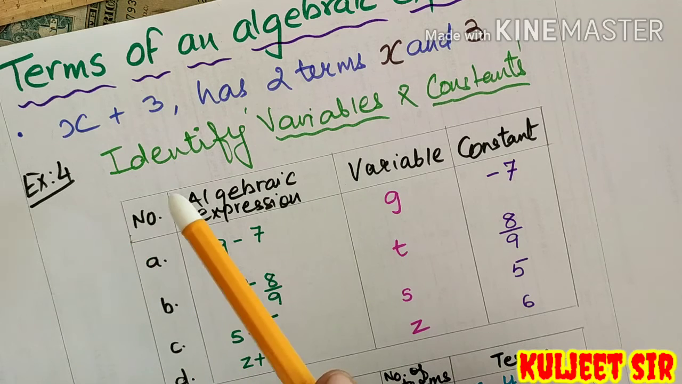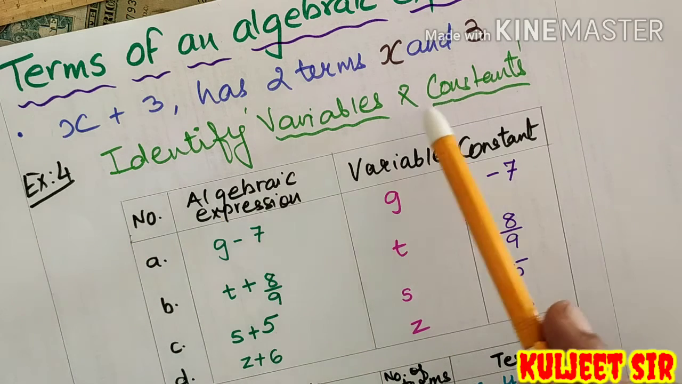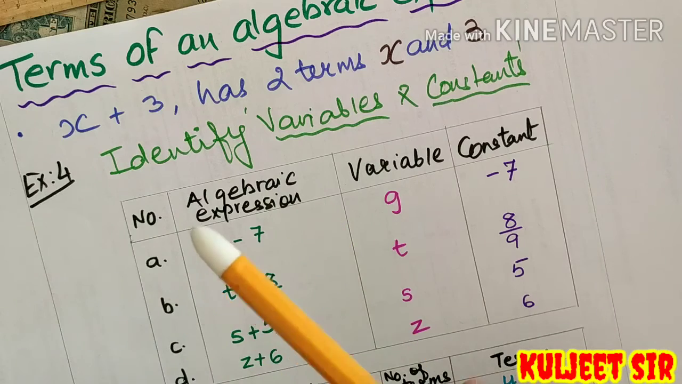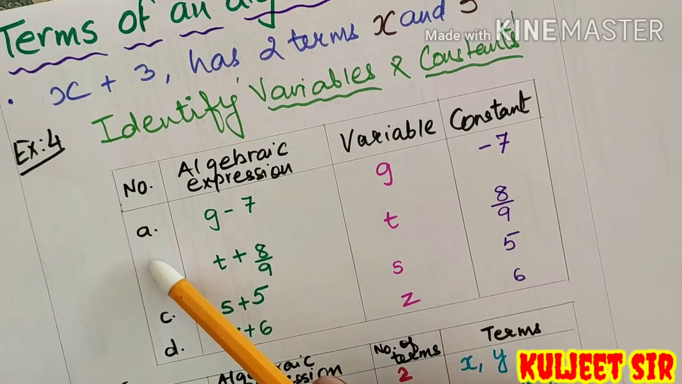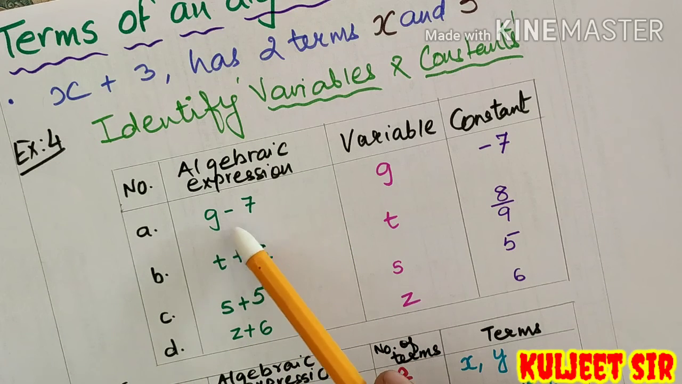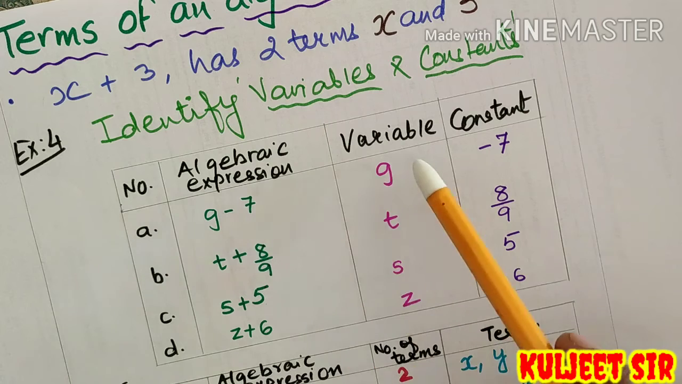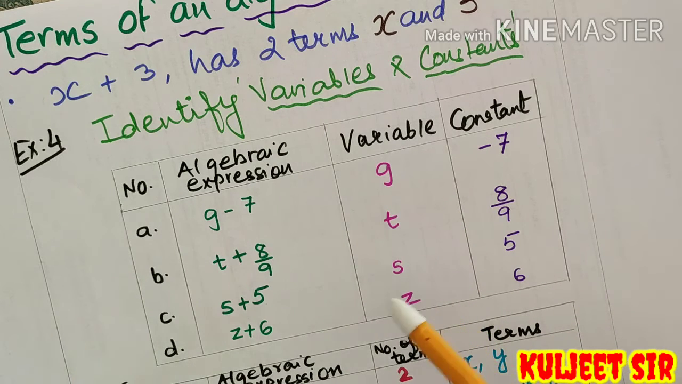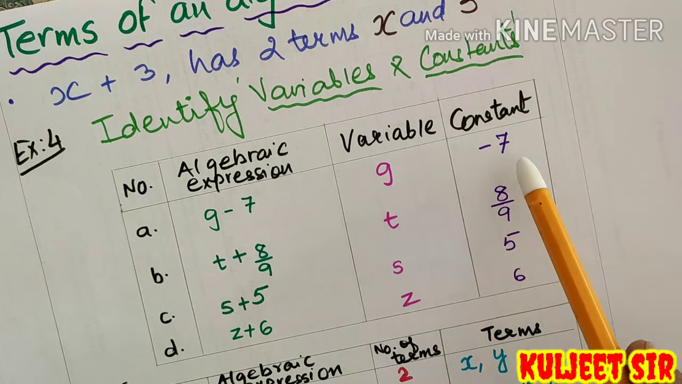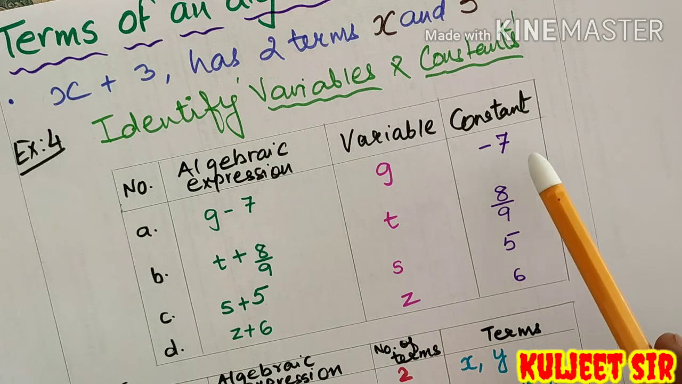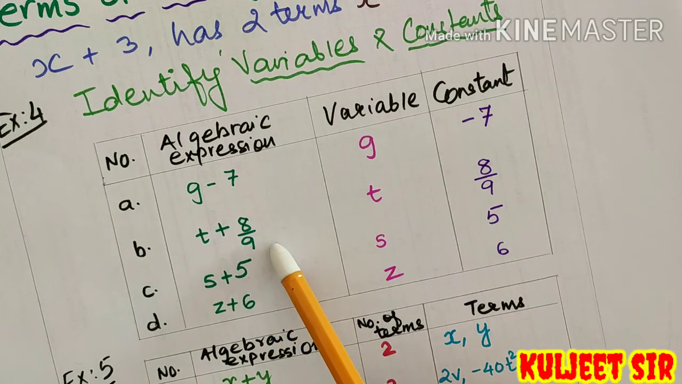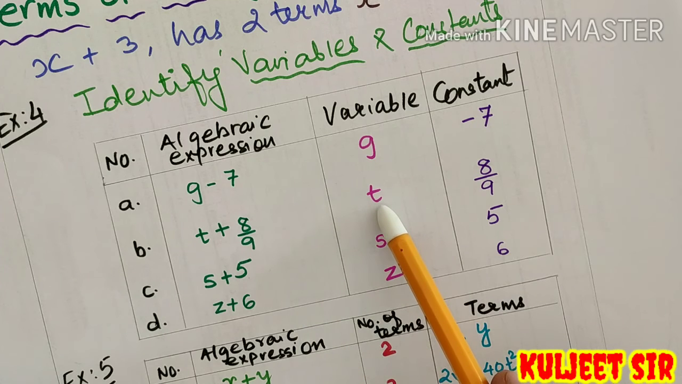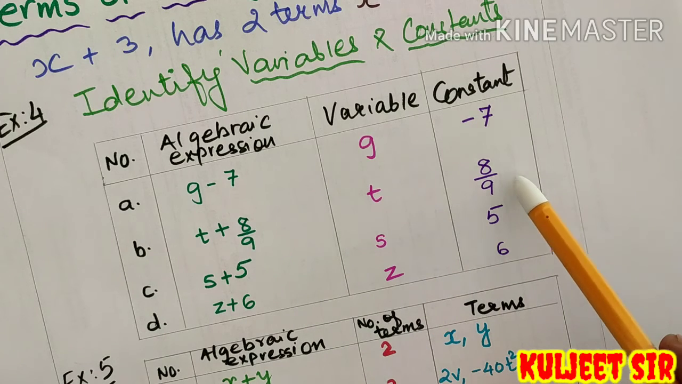The question is: identify the variables and constants in the following expressions. The first one is A. The algebraic expression is g minus 7. Now you know variables can be any alphabet of the English alphabet. So the variable will be g and the constant will be minus 7. Then we talk about B. t plus 8 upon 9. The variable will be t and the constant will be 8 upon 9.